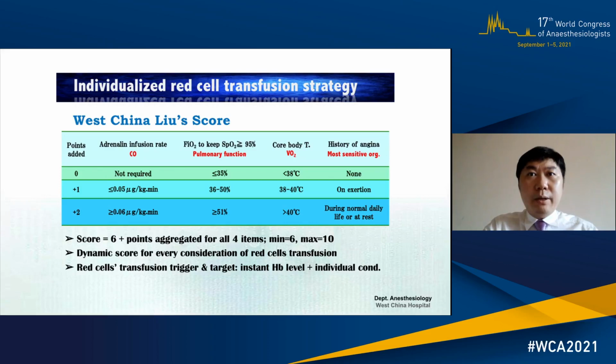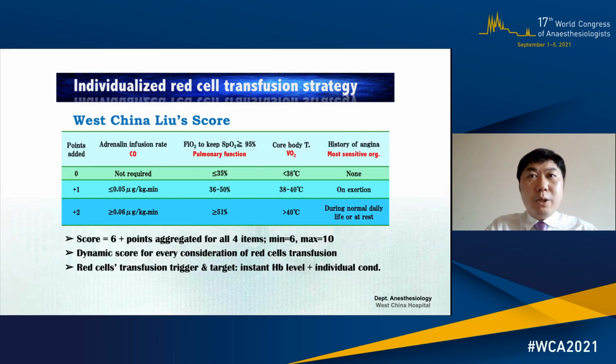The initial score is 6, and the final score is 6 plus the sum of points aggregated for all 4 items. For example, if a patient does not need adrenaline infusion, we do not need to add any points. If his cardiac output is maintained with a small dose, that is, less than 0.05 microgram per kilo per minute, 1 point will be added. And if this dose is more than 0.06, 2 points will be added.